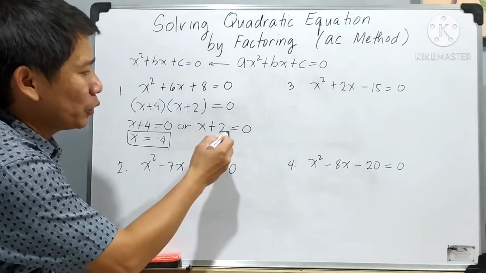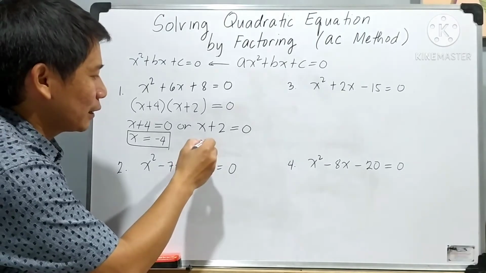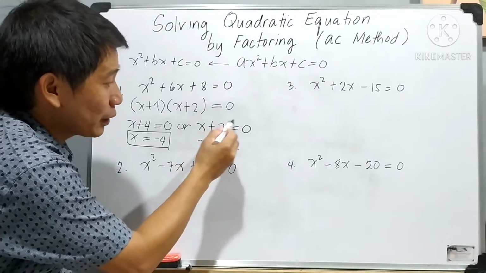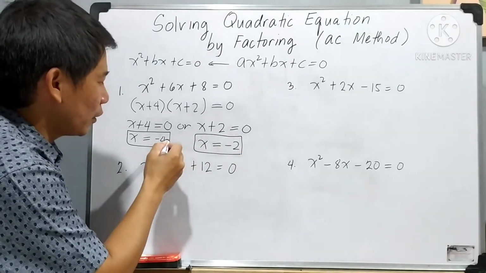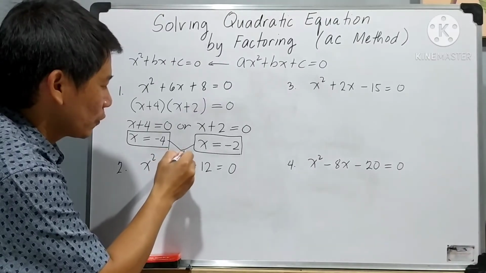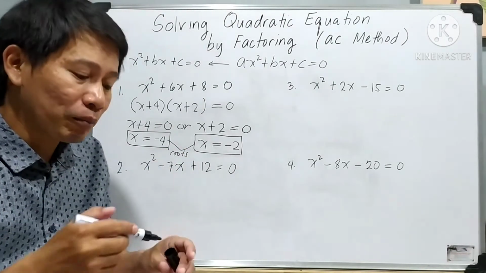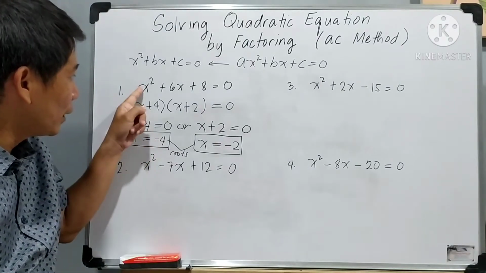So, x plus 2 is equal to 0. Solve for x. So, x is just equal to negative 2. So, transpose positive 2. So, x is negative 2. At ito po yung ating roots or solutions. Pwede po ninyong i-check yan by substituting this negative 4 in x here.